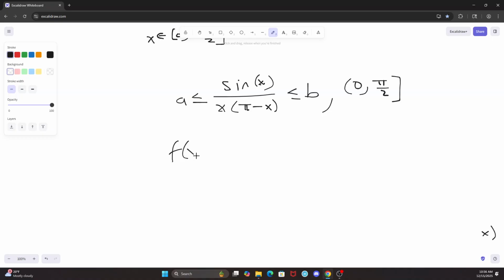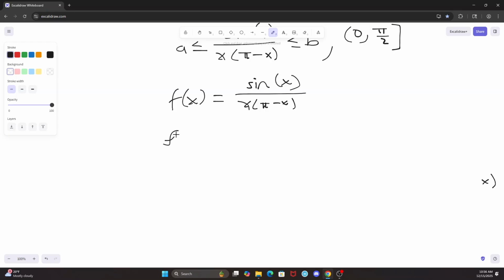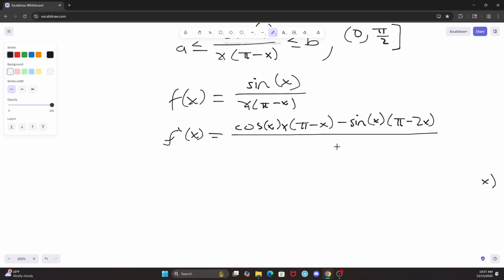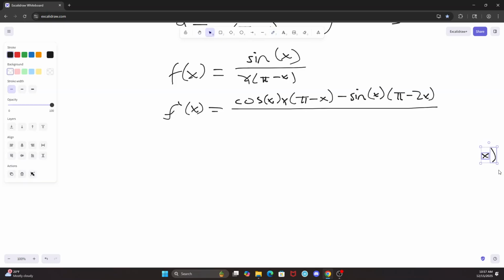So if we let f of x be equal to sine of x over x times pi minus x, we have that f prime of x is equal to cosine of x times x times pi minus x, minus sine of x times pi minus 2x, all over x times pi minus x, all squared.